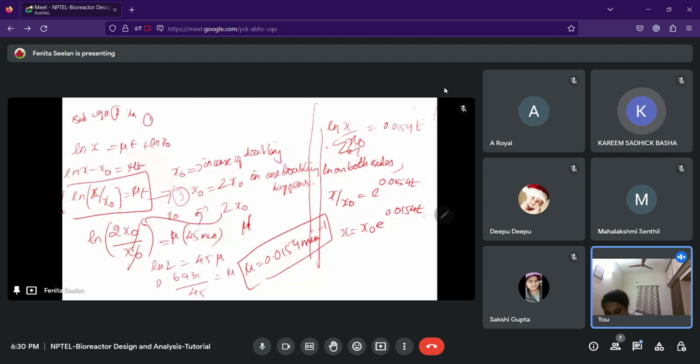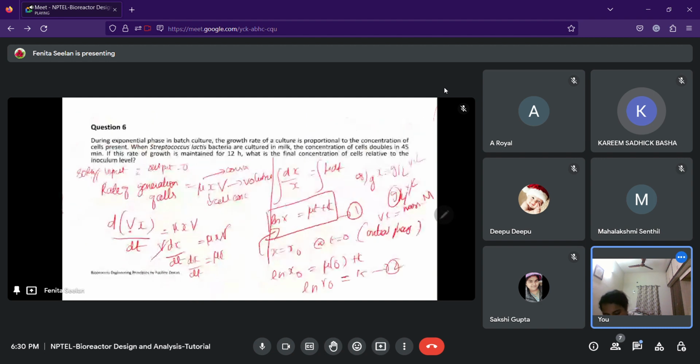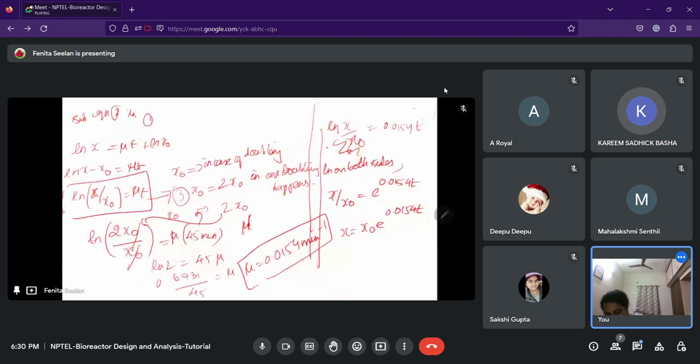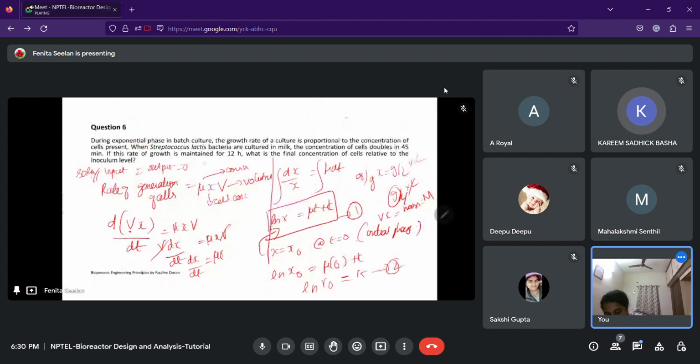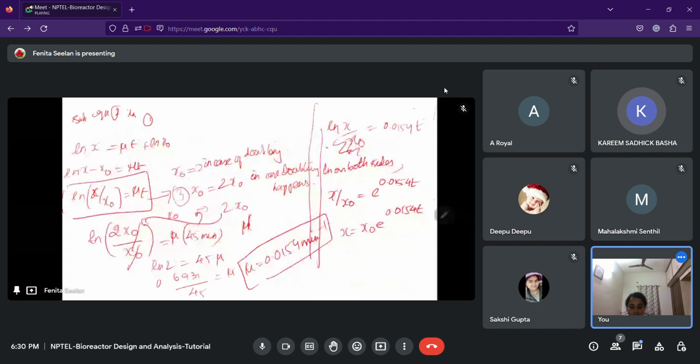They have asked, if the rate of growth is maintained for 12 hours, what is the final concentration of cells relative to the inoculum level? What would be the final concentration of cells at the end of 12 hours? In terms of minutes we are calculating, so we will convert 12 hours into minutes. 12 hours into 60 minutes is 720 minutes, right?